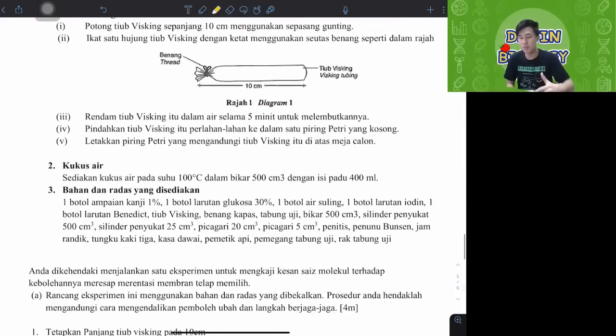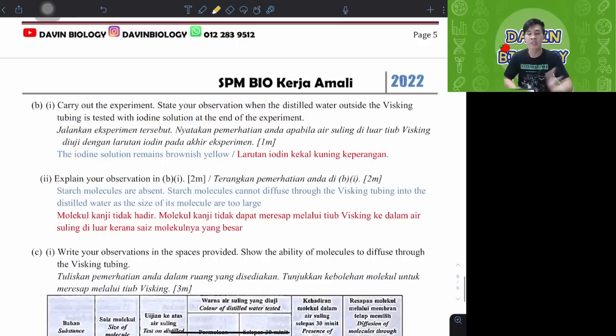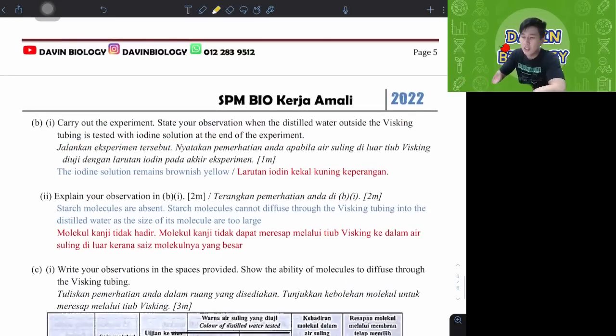Now let's move on to example questions here. State your observation when distilled water outside the Visking tube is tested with iodine solution at the end of the experiment. So the one that I test with iodine, the starch one. We already know starch is a large molecule. It cannot diffuse through the Visking tube. So for the iodine one, it should remain yellow. Okay? Or you can say brownish yellow. Kekal kuning keperangan.